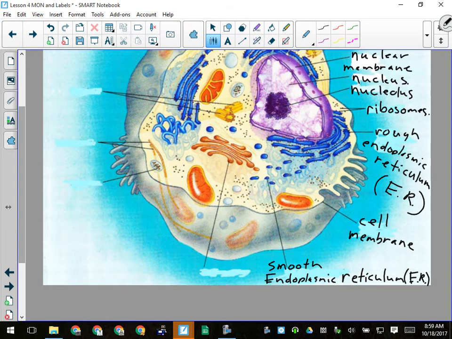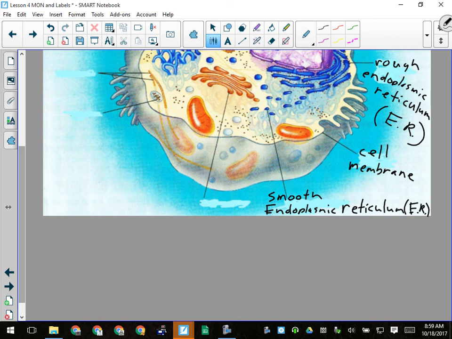Okay, next thing in line over here is this strange looking object. This is the Golgi apparatus.